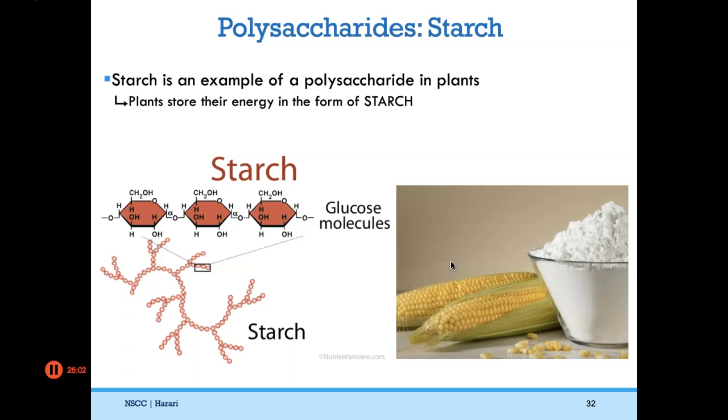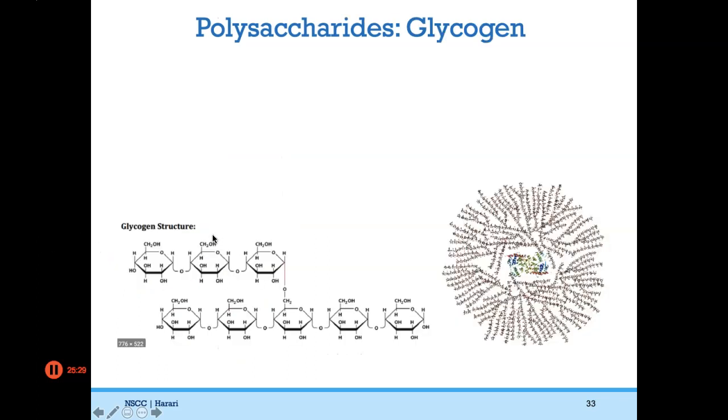So it's a polysaccharide found in plants. And since it's a polysaccharide, it's many glucose molecules attached together. So plants like corn and potatoes store their energy in the form of starch. So starch, again, is just glucose. So the plant can clip off some glucoses as needed, but starch is a good storage form of glucose.